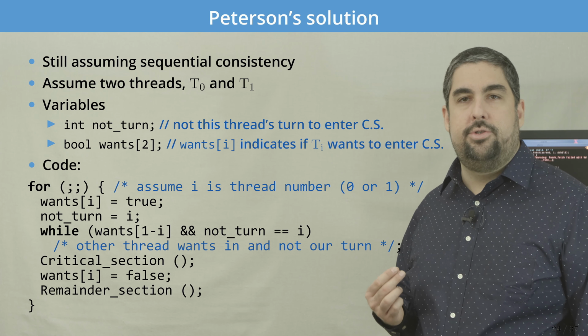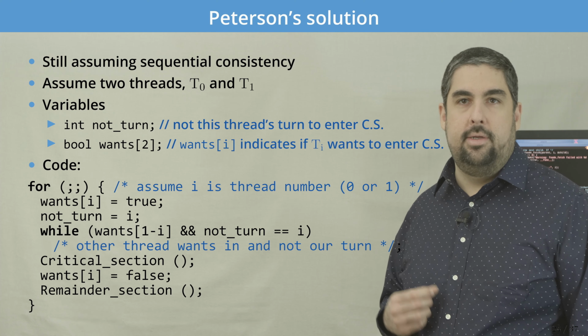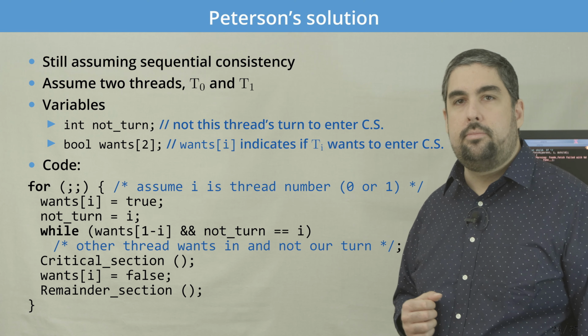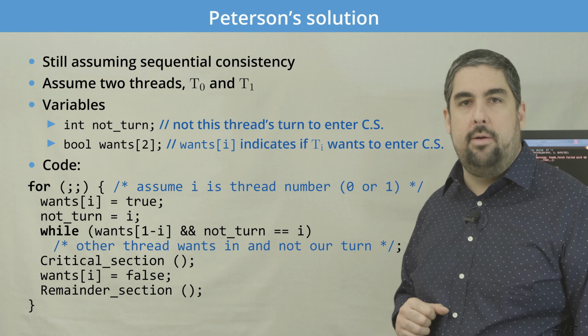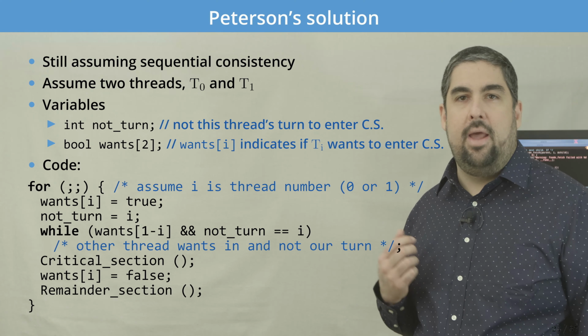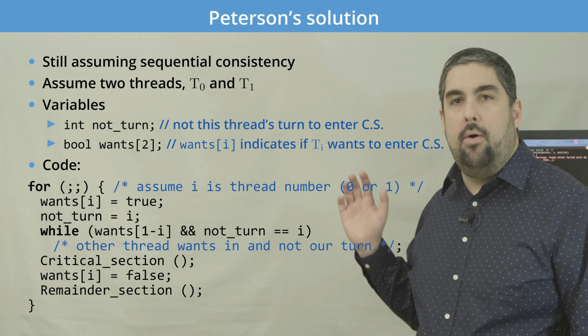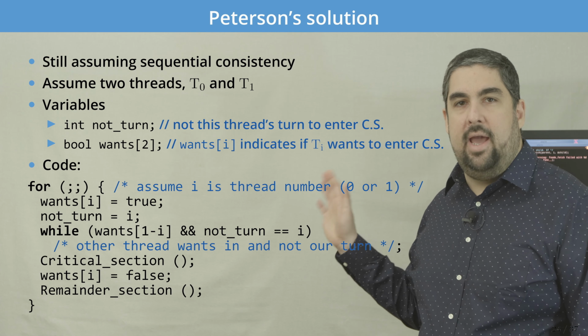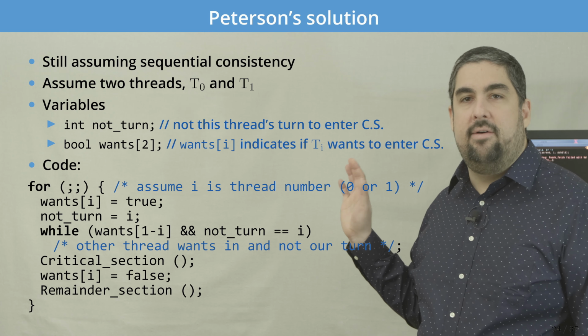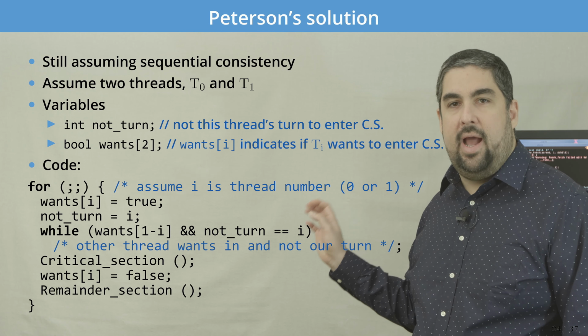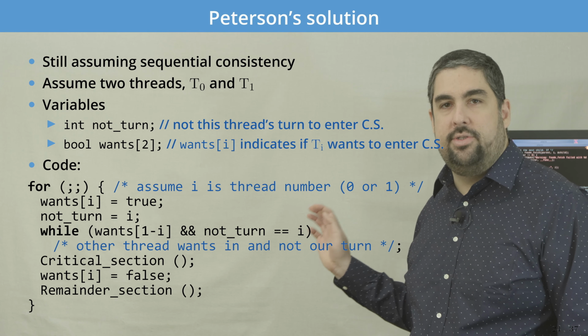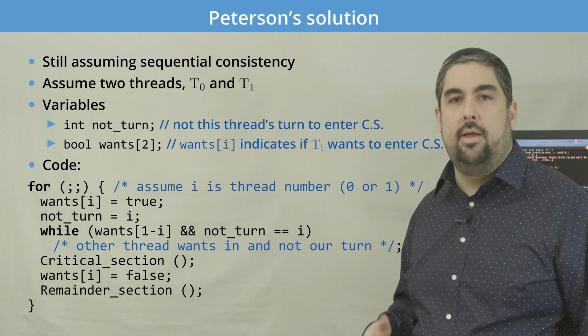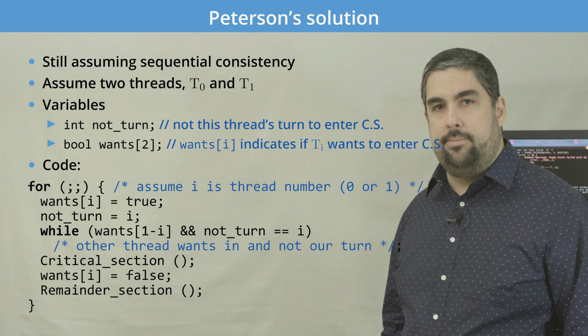And I'm going to assume that I have two threads, T0 and T1. And we have two global variables, not turn and once. And all we have to do is execute through this loop where we have the critical section code that is modifying shared data structures and the remainder section that is modifying data that is not shared.